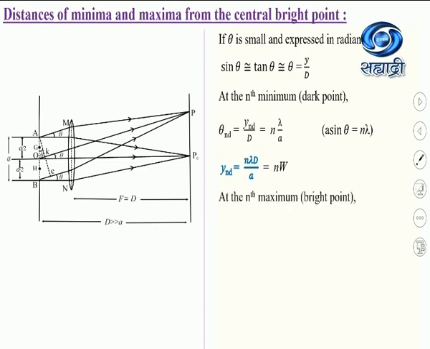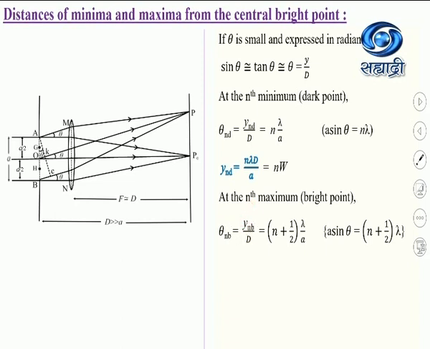Now let us consider nth maximum of the diffraction pattern or nth bright point of diffraction pattern. At this point, we consider the angular position theta, which is theta nB, angular position of nth bright point. That is equal to y nB upon D, where y nB is the distance of nth bright point from the central bright point. So theta nB is equal to y nB upon capital D.